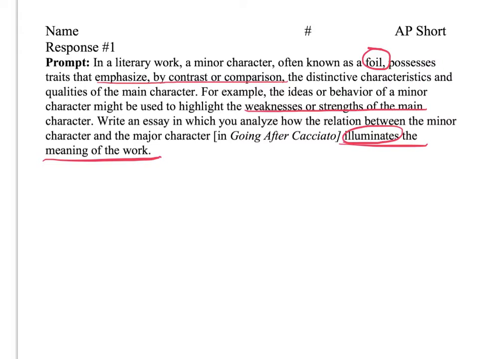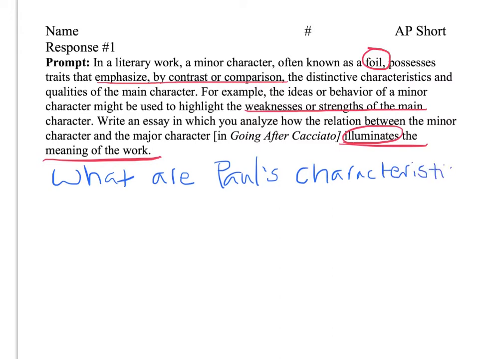To give you guys a little bit of guidelines in terms of how to attack this short response, I just have a couple of things that I would consider if I was going to write this short response that I would ask myself as I was starting to answer this. The first thing that I would ask myself is, what are Paul's characteristics? What are the traits of Paul that make him distinctive?